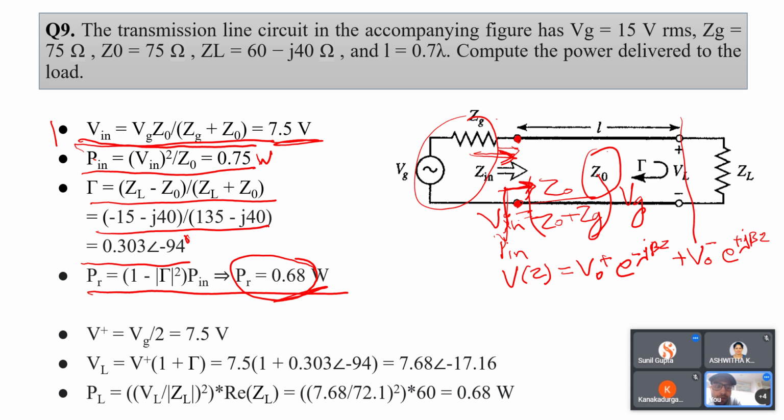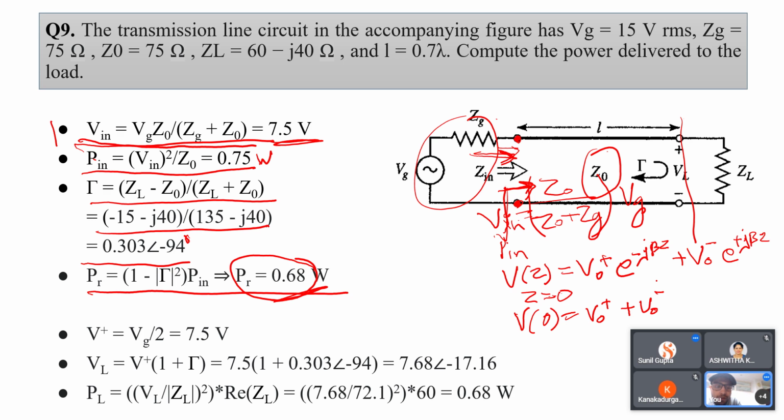How will you get it? Simply put Z equal to 0. So this becomes equal to V naught plus plus V naught minus. Any doubt?